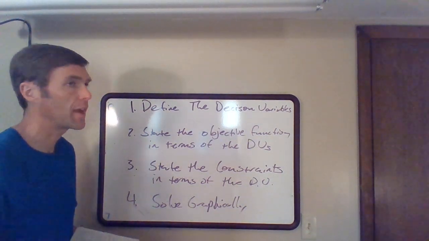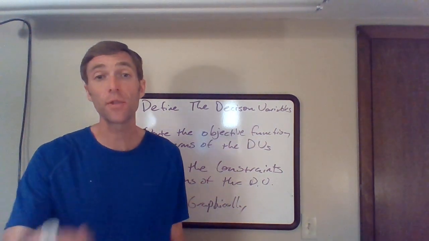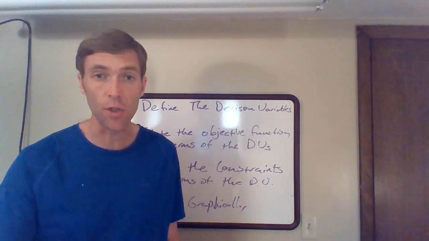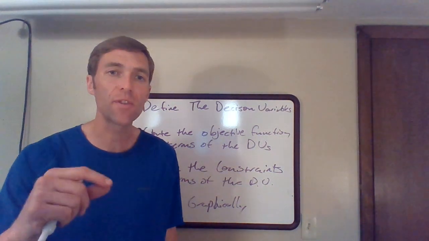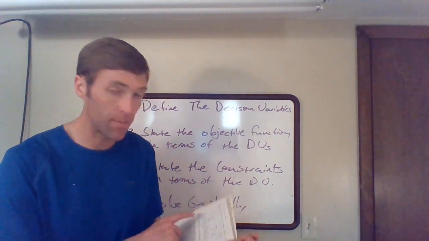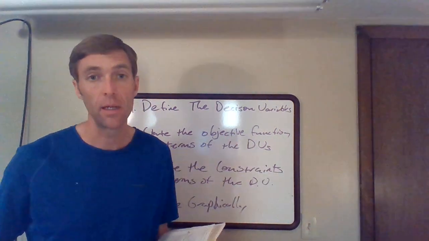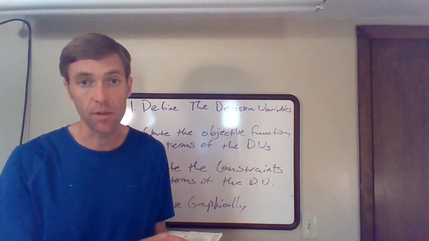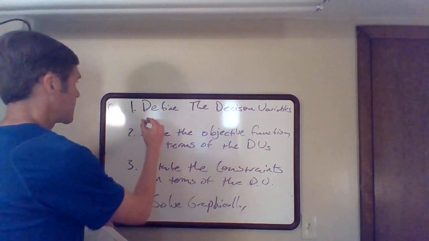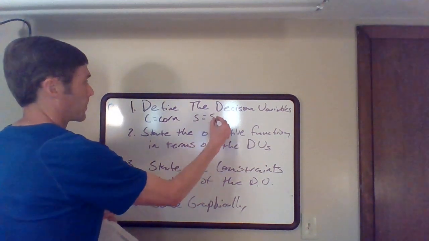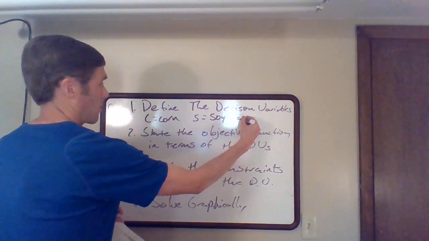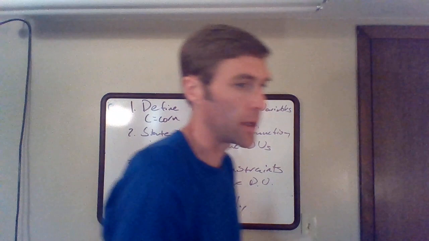So number 1, define the decision variables. Variables are things that you can change or things that do change. They're not constant like a coefficient. And the variables, the things that we can change in this problem in the appendix, are acres of corn and acres of soybeans that we plant. So C represents corn, S represents soybeans.